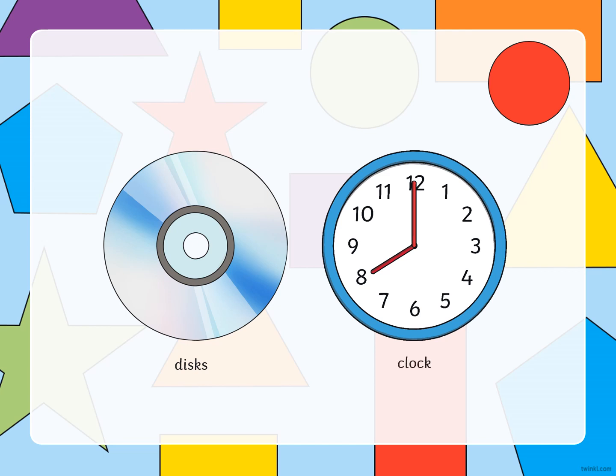Okay, what do we call this shape? What is the name of this shape? I'm sure you are shouting at me. Yes, it is a circle. It's a circle. Okay, it's got one curved side that goes all the way around. It is a circle. It's got no corners, has it? Okay, it's a circle.